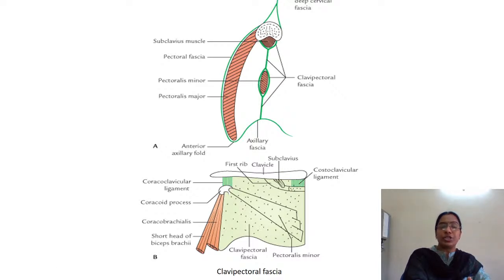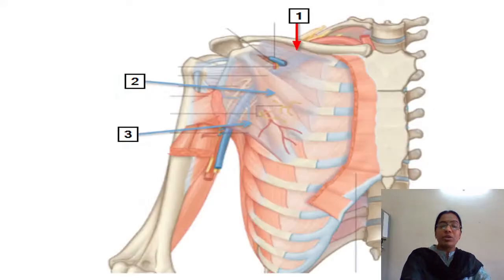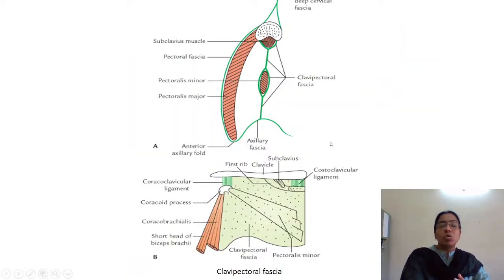This is the vertical extension. When you see the medial and lateral extension, medially the clavipectoral fascia is attached to the anterior intercostal spaces, along with the second rib and the first rib, and forms a ligament which is called the costoclavicular ligament. Costo means rib; to the clavicle, they form the costoclavicular ligament. The fascia is forming a ligament medially.